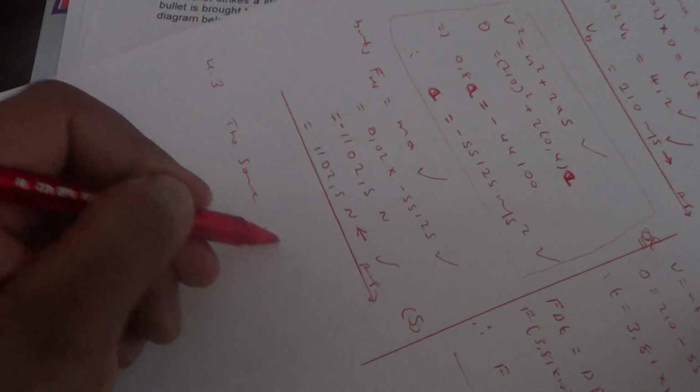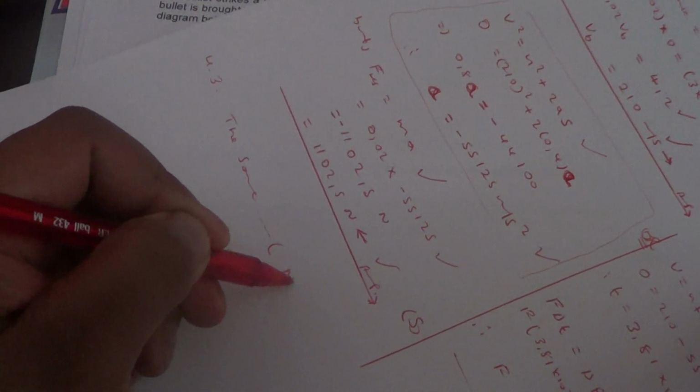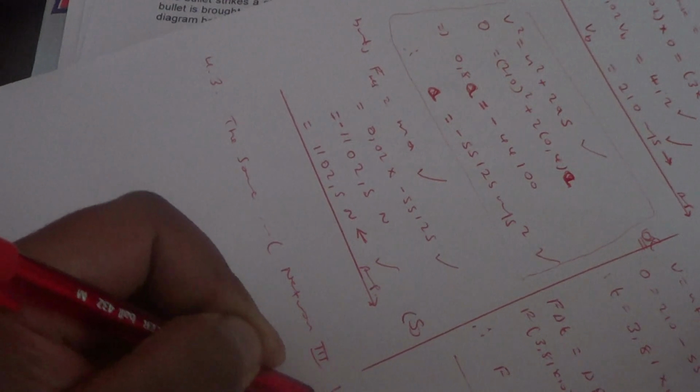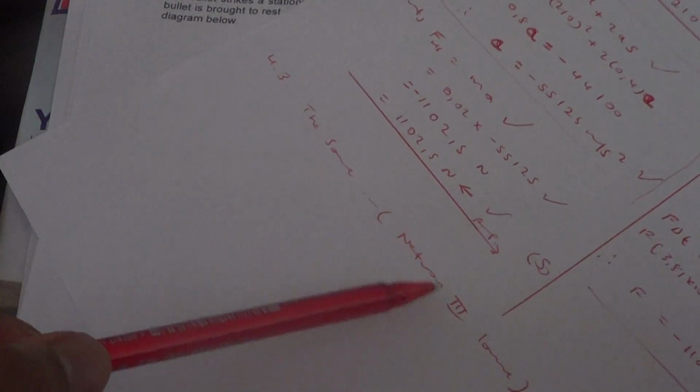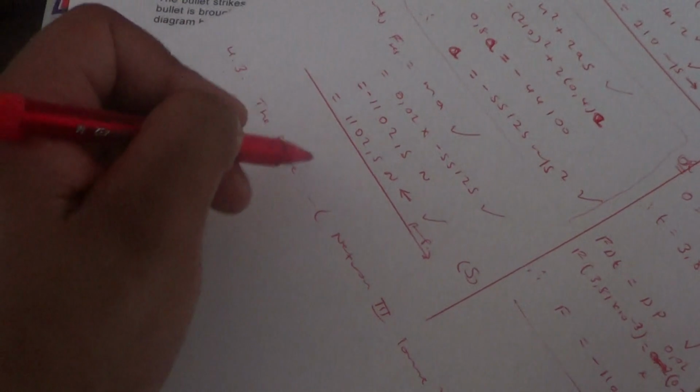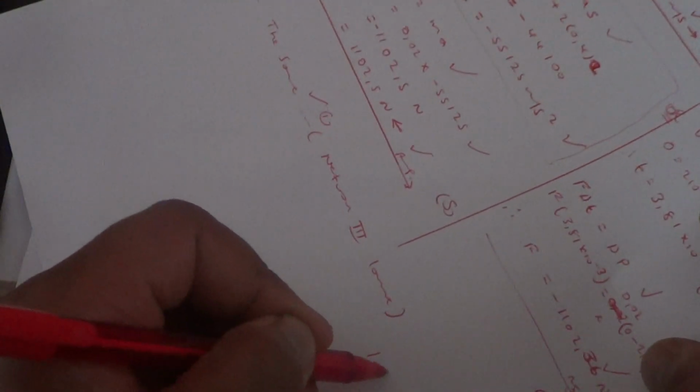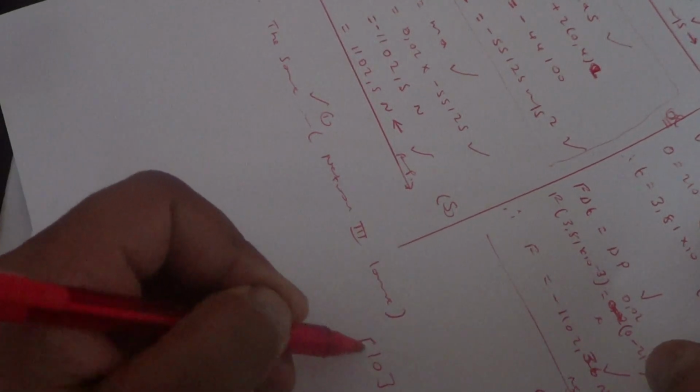And if you don't know why, you can just say Newton's third law. Okay, Newton's third law is your explanation. If they said substantiate your answer, you would state Newton's third law. But now they just said the same, so you only get 1 mark for that. All right, so there's our 10 marks. Again, not such an easy 10 marks. We did a little bit of work in there.